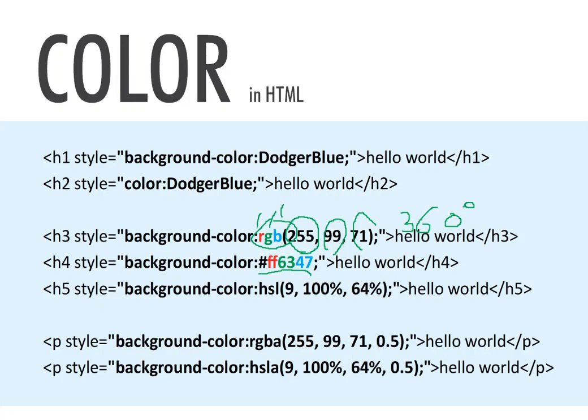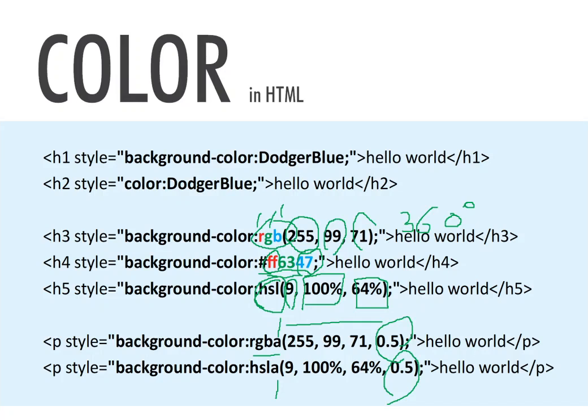Okay, and this first, you understand it, right? Red, green, blue. Also, this is hue, saturation, lightness. Hue 9, saturation 100%, lightness 64%. Also, there's RGBA. A is alpha. It's the opacity here, 0.5 of opacity.